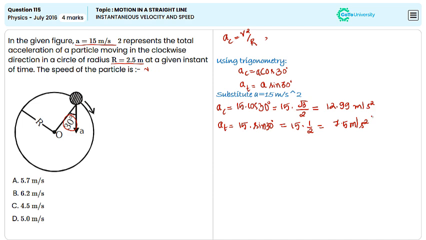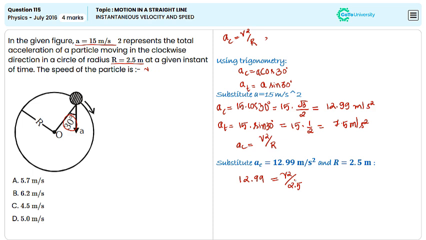The centripetal acceleration formula relates AC and speed v as AC equals v square by r. Let us substitute AC equals 12.99 meter per second square and r equals 2.5 meters in the above formula. We get 12.99 equals v square by 2.5.